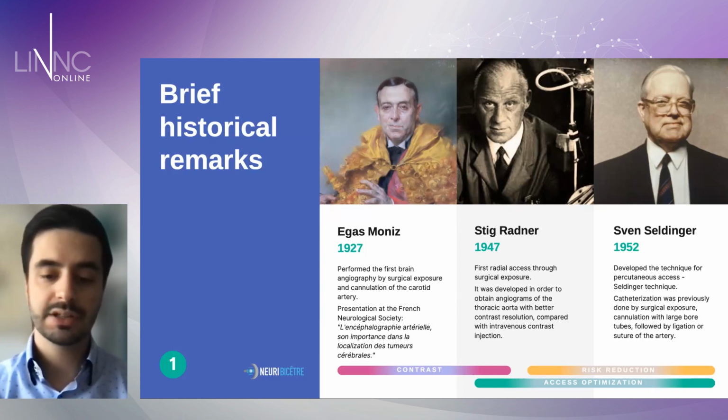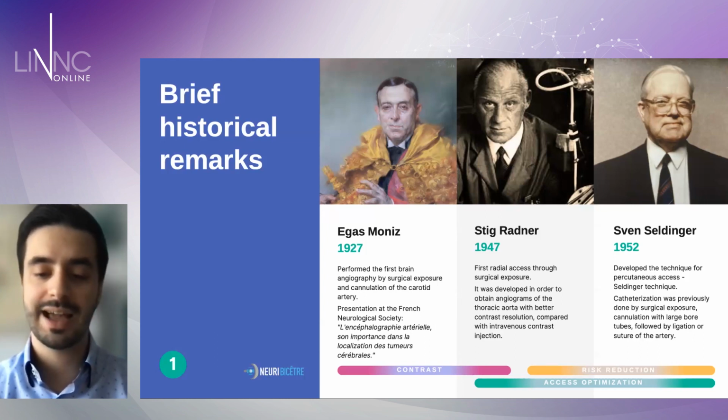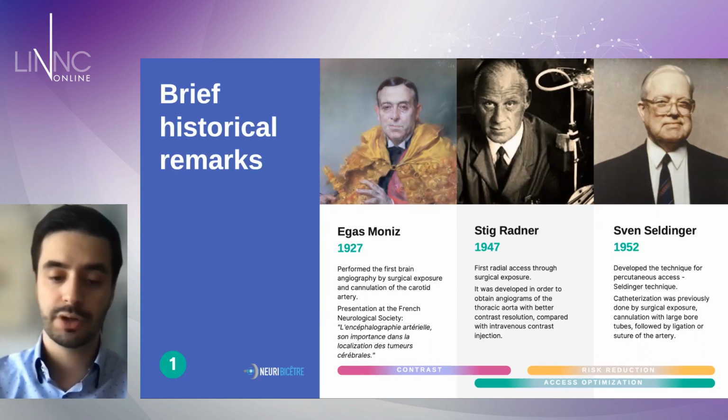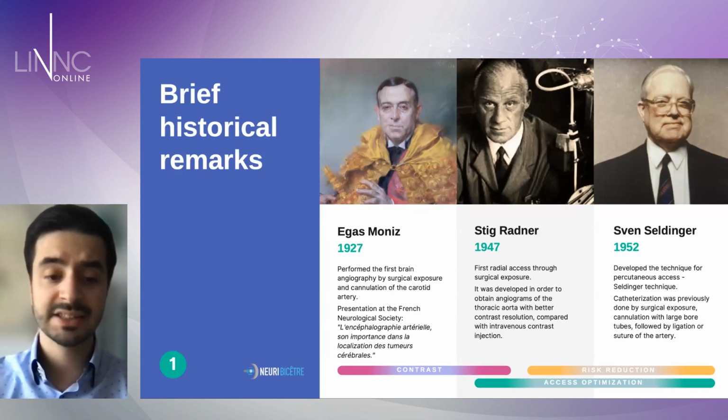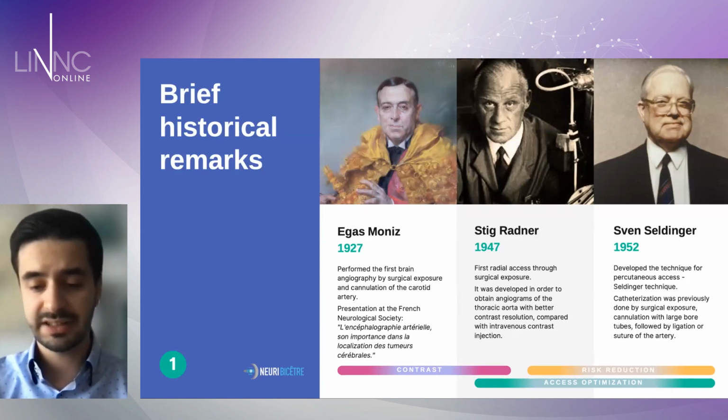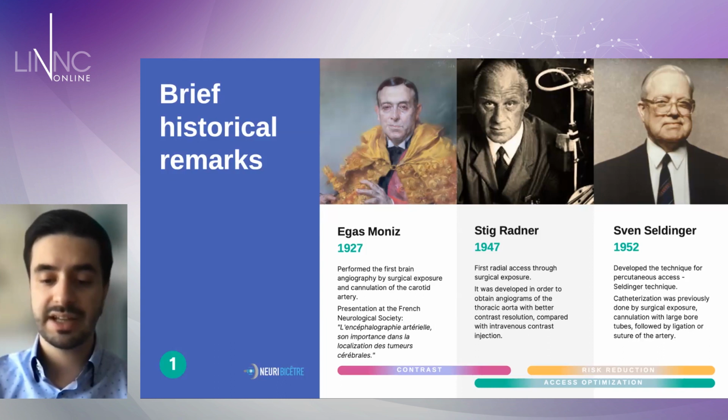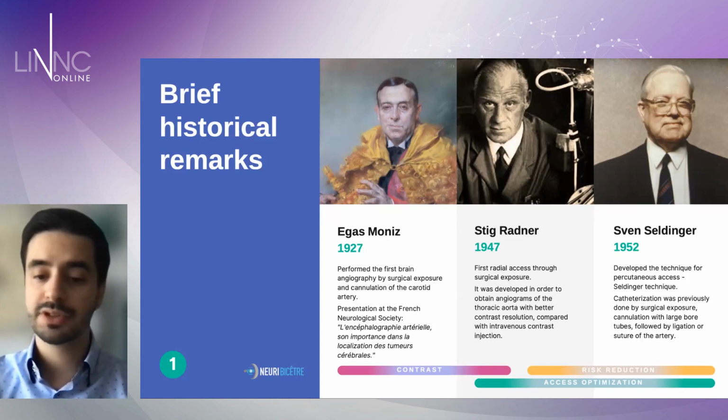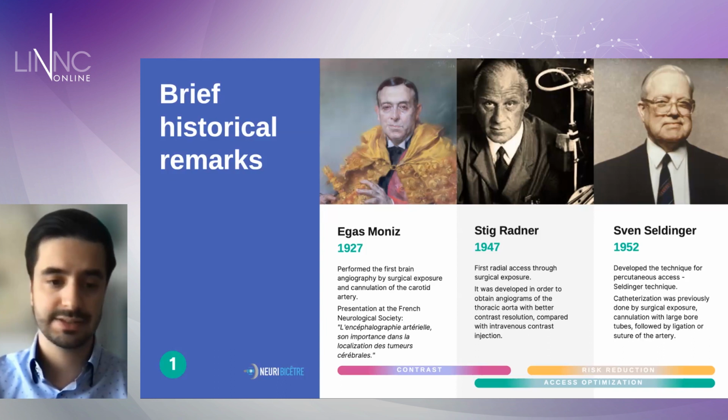We advanced some years to 1947 and we uncovered the first radial access by Stig Hagner, also by direct exposure of the radial artery. Sven Seldinger, some years later, introduced the current percutaneous access technique, which we use in most of the places and allows for a great reduction in the risk at the puncture site.